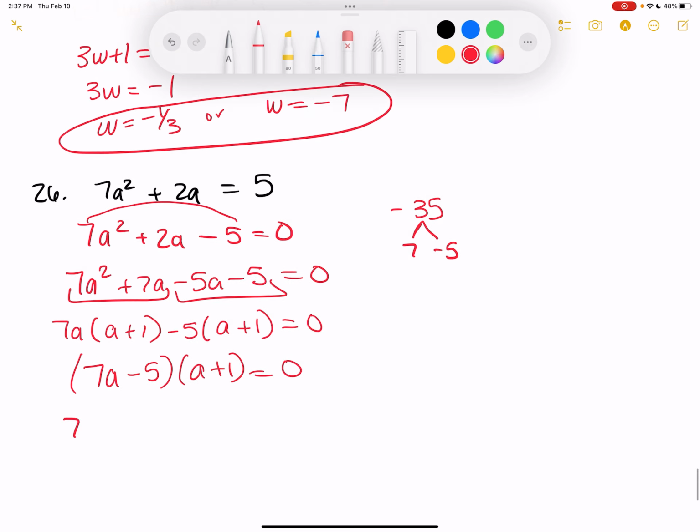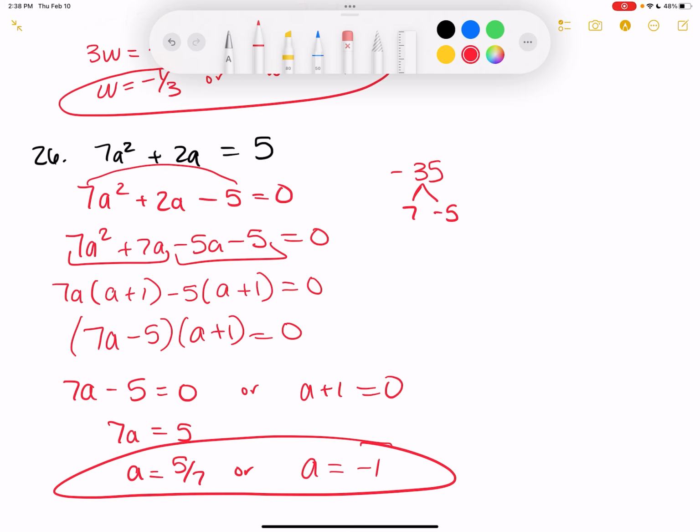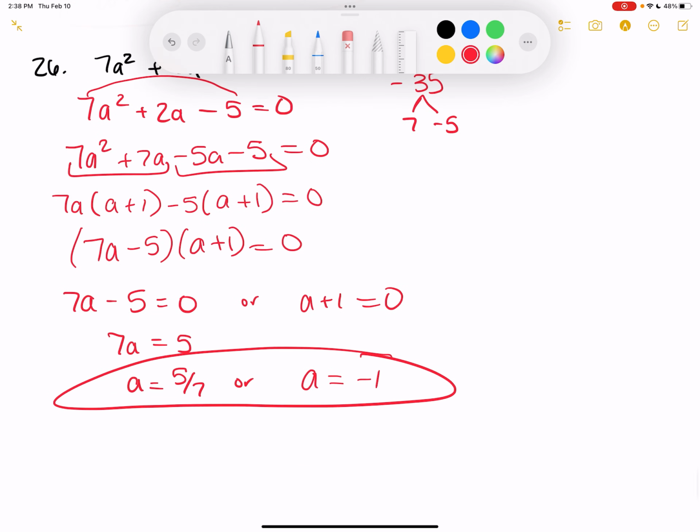Set each piece equal to 0. So 7a minus 5 equals 0, or a plus 1 equals 0. So add the 5 over. 7a equals 5. Divide by 7. A equals 5/7. Or for the other one, subtract the 1. A equals negative 1. Make sense? Did you divide the 5 into 7? I divided 5 by 7, yeah.